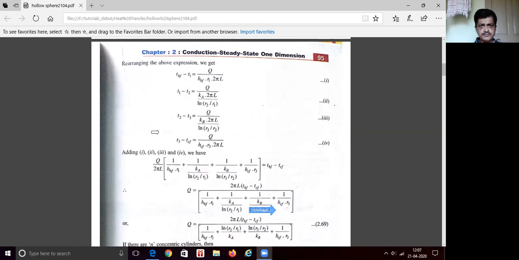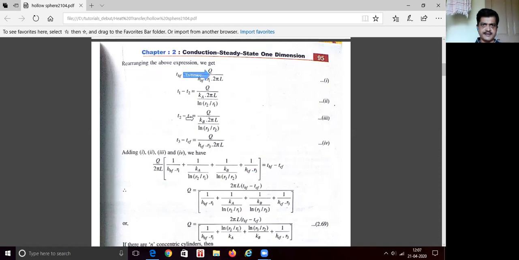Now let us do one thing. This is the first equation, second equation, third equation, fourth equation. Let us add all the left hand sides: THF minus T1 plus T1 minus T2 plus T2 minus T3 plus T3 minus TCF. All the minus and plus terms cancel, and what you see here is THF minus TCF.